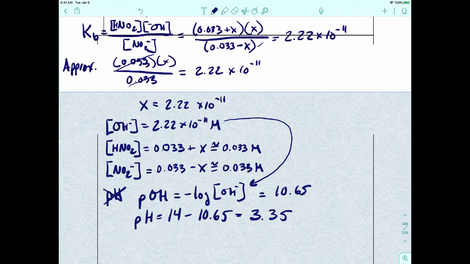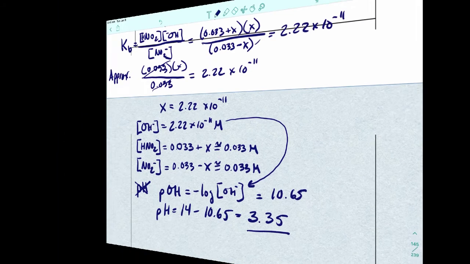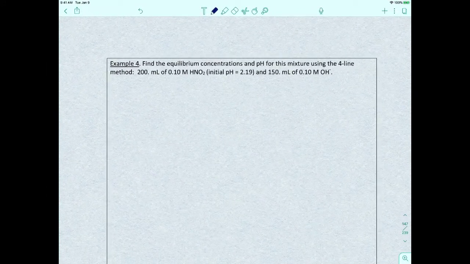Okay. All right. So yeah, we're good. We found the concentrations of our species and we found the pH. Okay, so let's try this again from a different point in the titration.